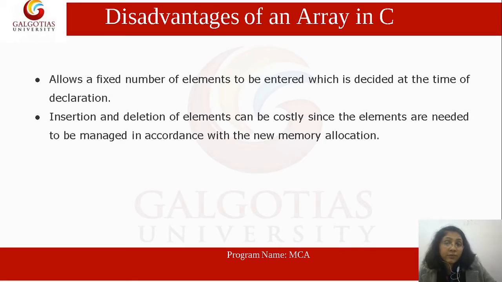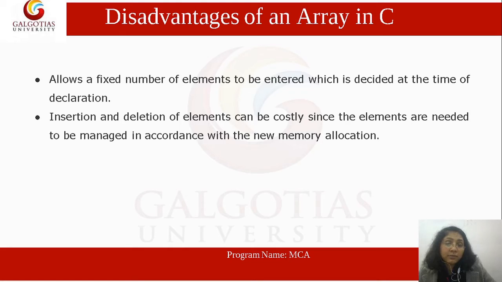Disadvantage: an array allows a fixed number of elements to be entered, which is decided at the time of declaration. Therefore, it comes under static memory. So if you give a size which is too big, whereas you are entering a smaller number of elements, then of course there will be a lot of wasted memory. Therefore, in a subsequent class, we'll study what to use when we are not sure about the number of elements we are going to enter: we'll use dynamic memory allocation.